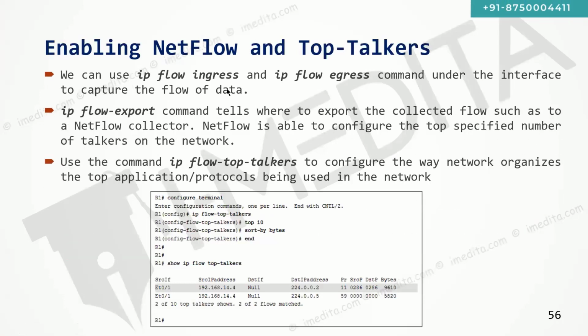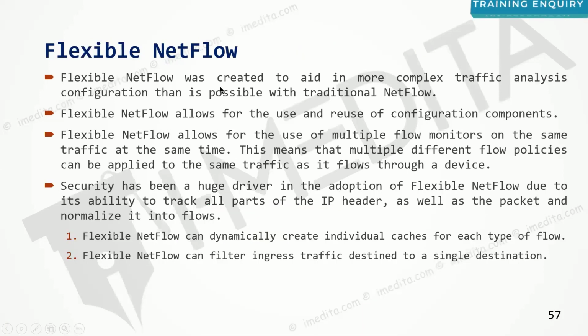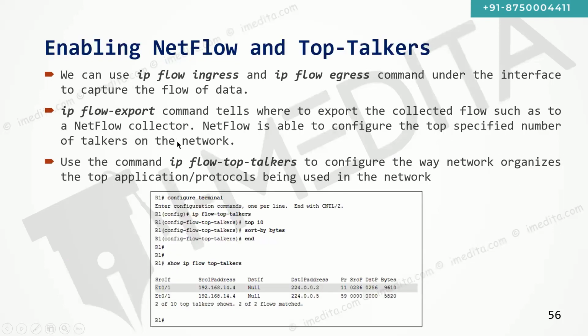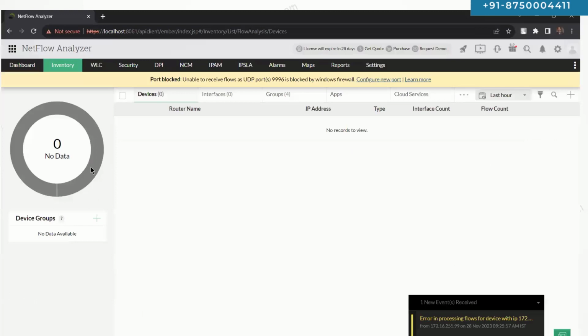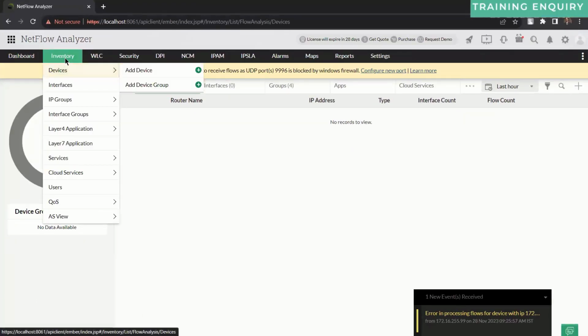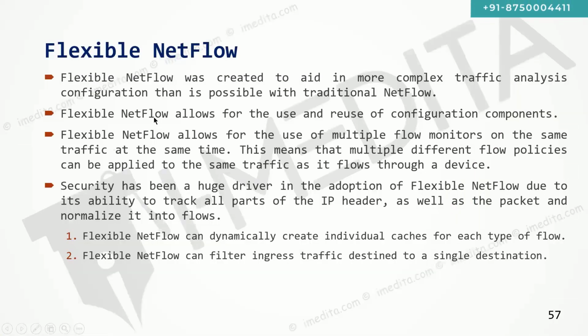A more robust way to configure NetFlow is to configure Flexible NetFlow. Flexible NetFlow was created to aid in more complex traffic analysis configuration than is possible with the traditional NetFlow. This is the traditional NetFlow, and this is the flexible NetFlow. In Flexible NetFlow, we can configure as per our requirement. We can configure policies based on which the flows are going to be categorized and then exported towards the exporter software.